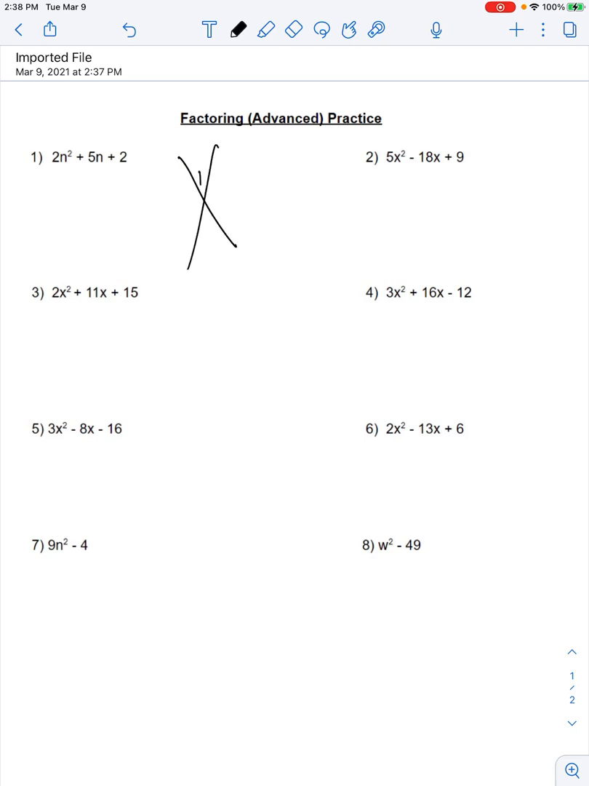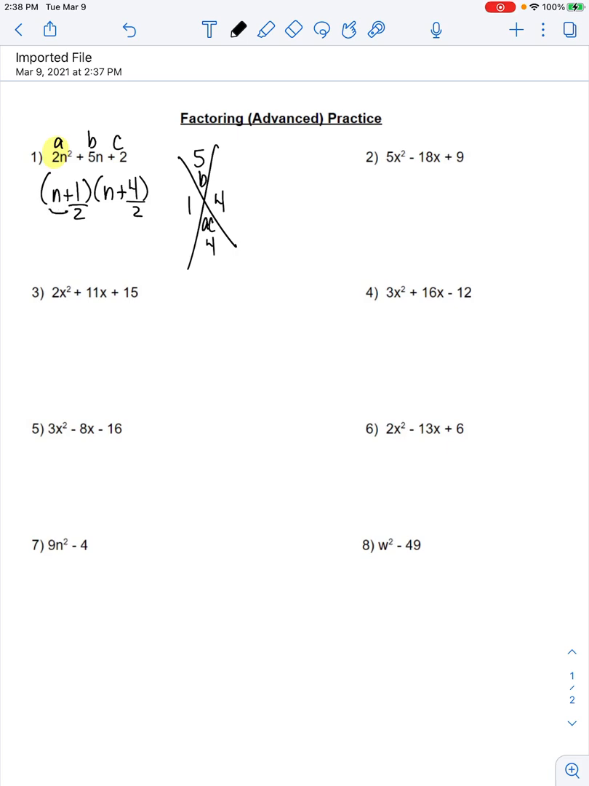Magic X has your back. So here's my A, B, and C. B is 2 times 2, which is 4. I already noticed that 1 times 4 will give me 4, and 1 plus 4 will give me 5. So I'm going to write n plus 1 times n plus 4. But remember, I have to take care of that leading coefficient of 2. So I'm going to divide both of those numbers by 2.